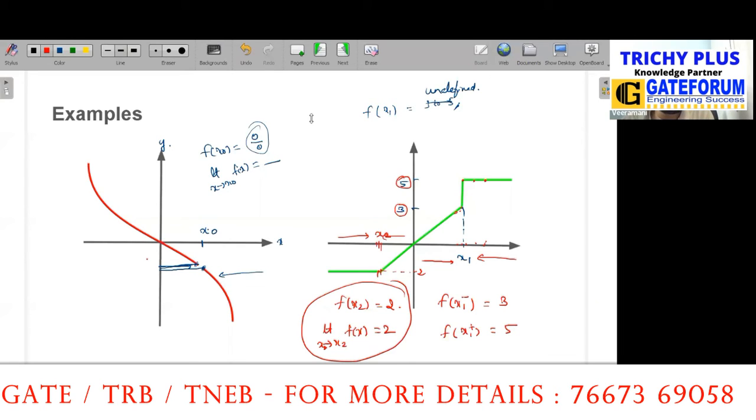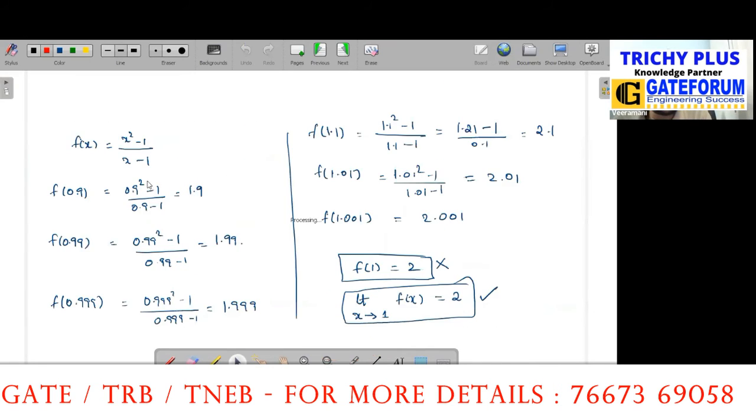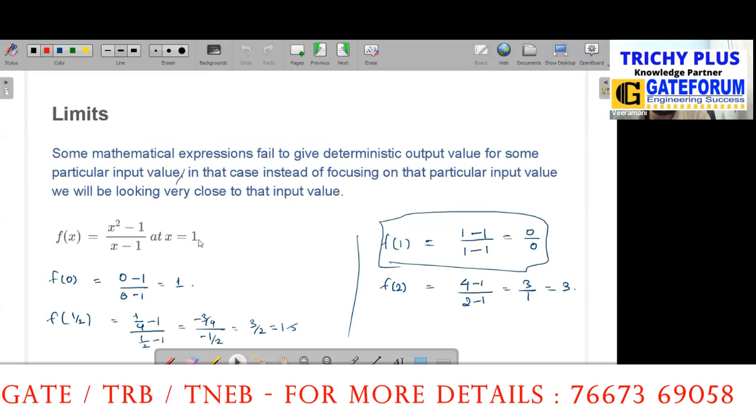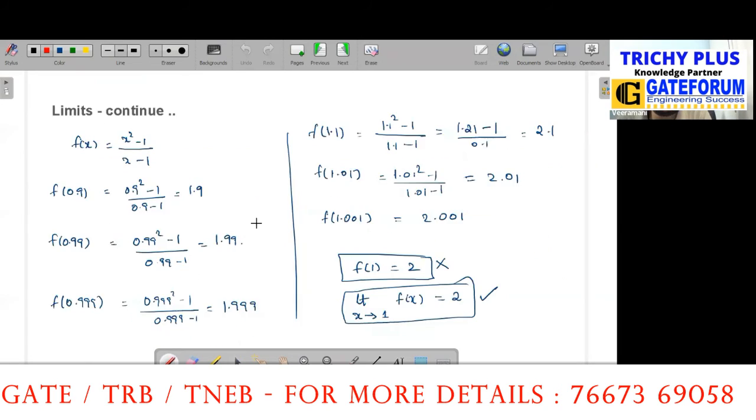Okay, so now you are clear with the concept of limit. Good. Now what we are going to do is, see, if some function is given like this, at x is equal to 1, they are asking what is the limit of this function at x is equal to 1. Basically, they will ask limit x tends to 1 f of x. So here we found it is equal to 2.